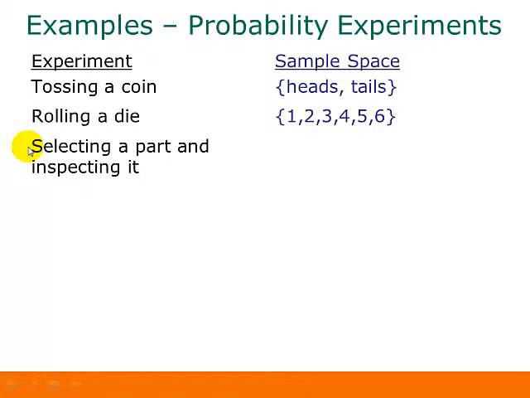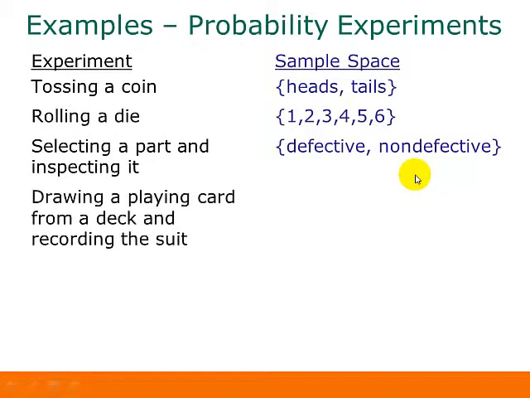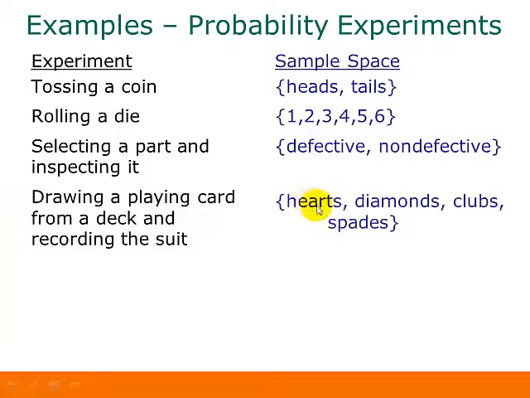Another type of probability experiment we could conduct would be to select a part and inspect it. So the results of the inspection could be either that the part is defective or that it's not defective. So that would be our sample space. Another experiment would be drawing a playing card from a deck and recording just the suit. So we would have 4 possibilities for the suit, and that would give us our sample space: hearts, diamonds, clubs, and spades.